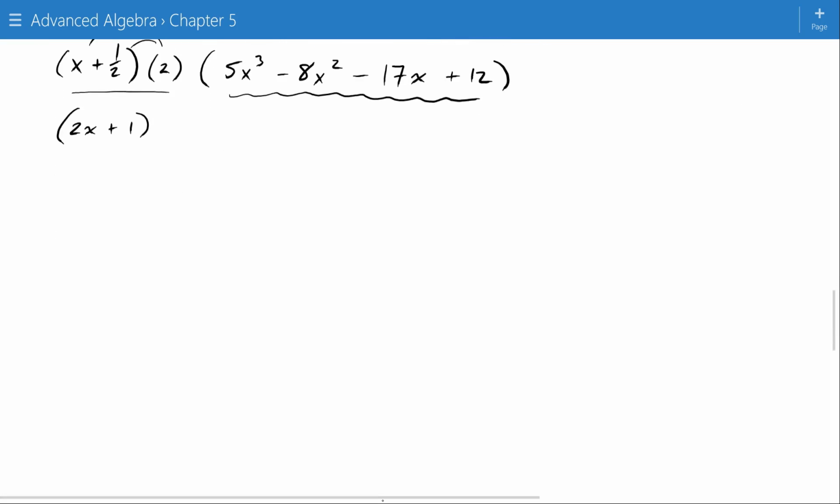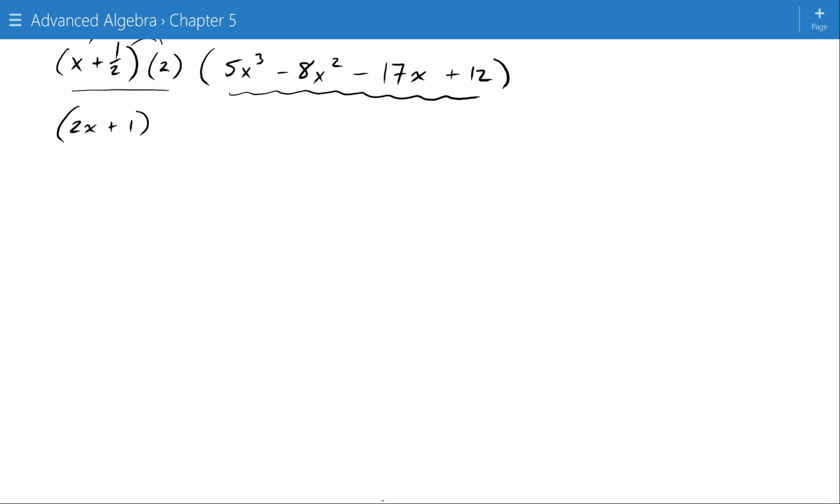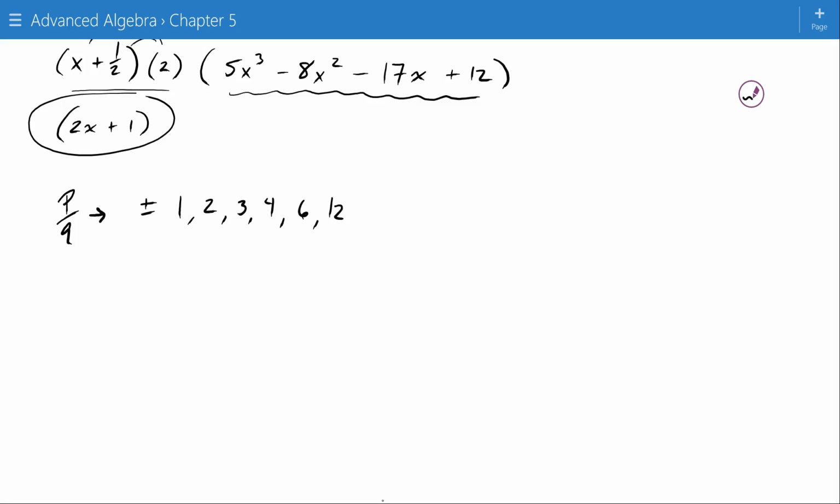Now, we're going to try to factor that, but unfortunately, grouping doesn't work, so we have to go to something else, which means that we're going to go back to that p and q. We're going to keep that 2x plus 1 off to the side. Do not lose it. A lot of people will. You guys got to keep it in mind. All right, so p over q with this one. Our p is 12, and our q is 5. So I'm just going to go ahead and jump straight into writing out all of our possible p over q values.